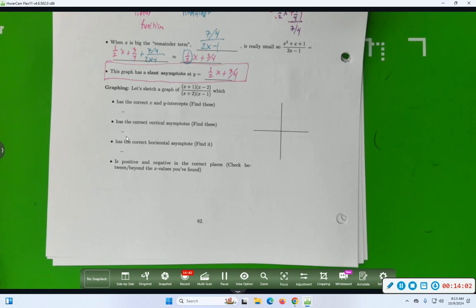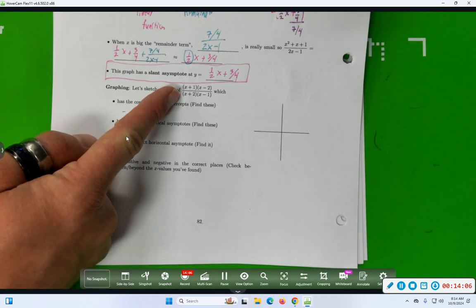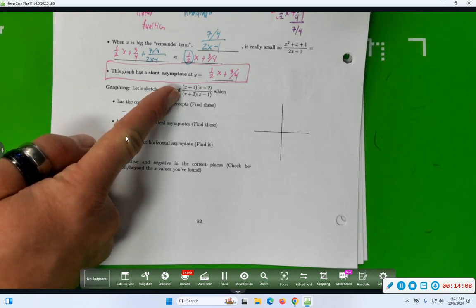What's the degree of the numerator of this fraction? 2. There will be an x squared when you FOIL it out. What's the degree of the denominator? Squared. Also 2. So it has a horizontal asymptote.